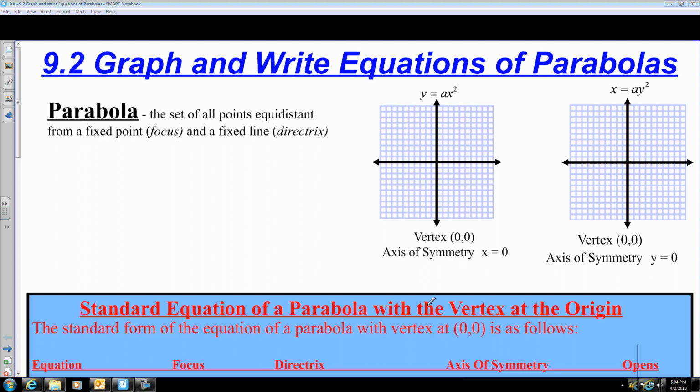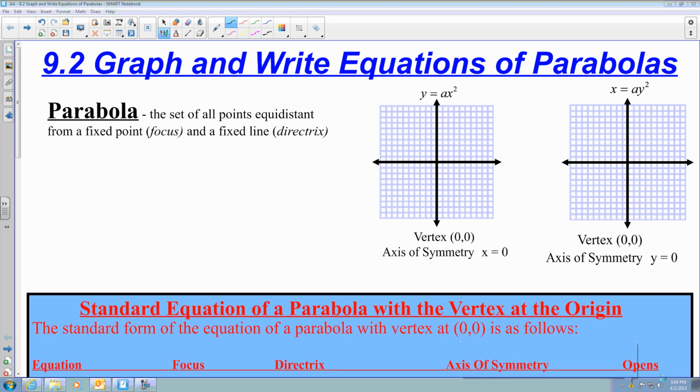In equations. So the definition of a parabola, which is up there, is the set of all points equidistant from a fixed point, which is called a focus, and a fixed line, which is called the directrix. So if you look at the two graphs that I have to the right, I have one where it's y equals ax squared. So the general parabola looks kind of like this. It kind of opens upward.